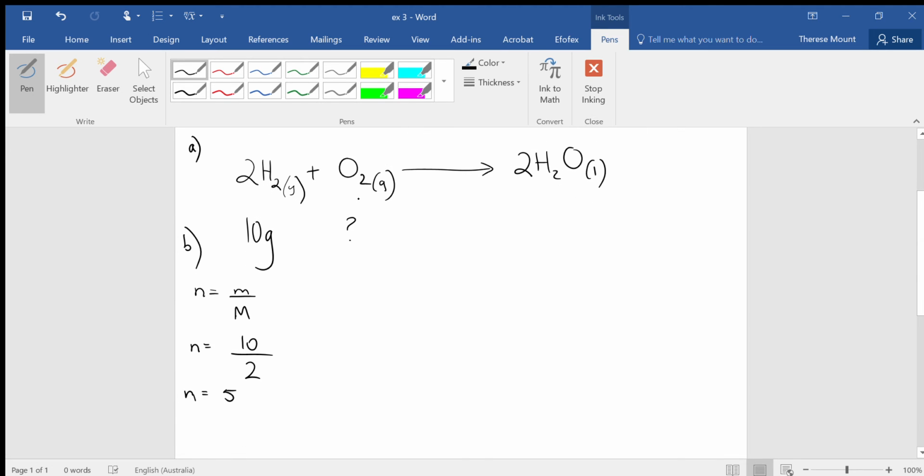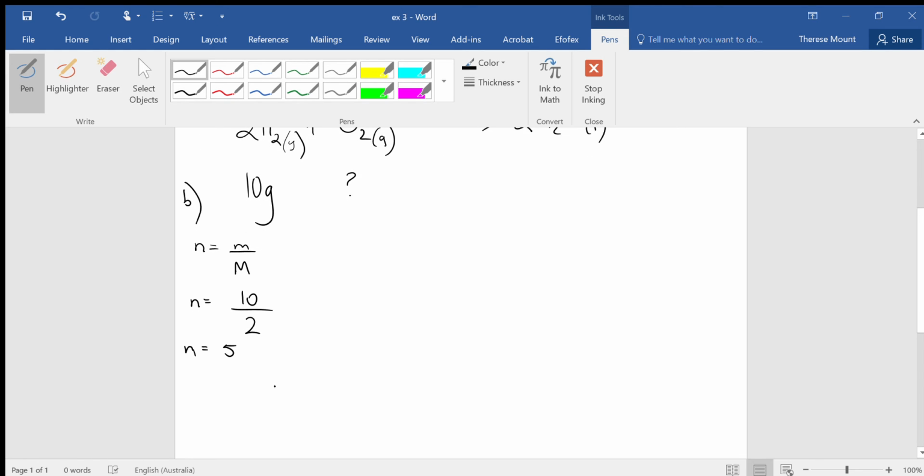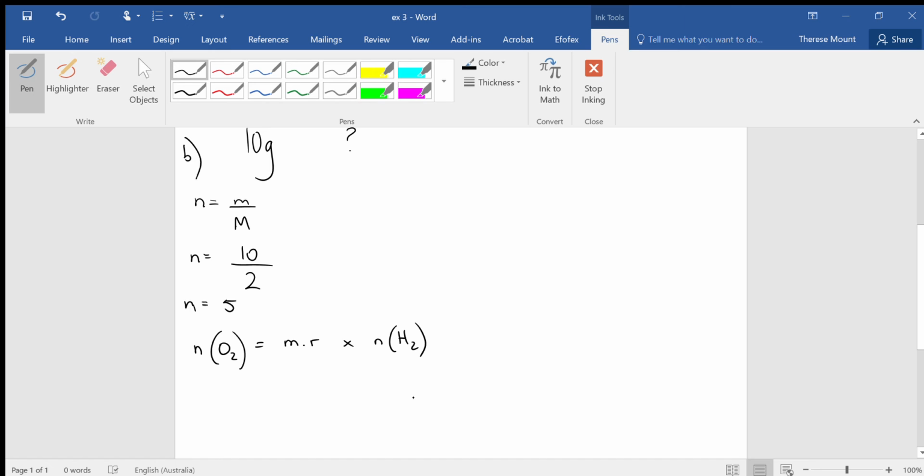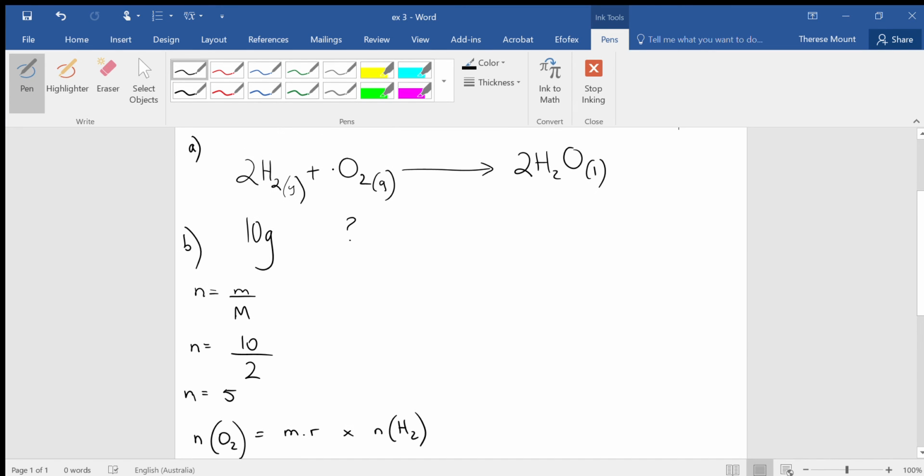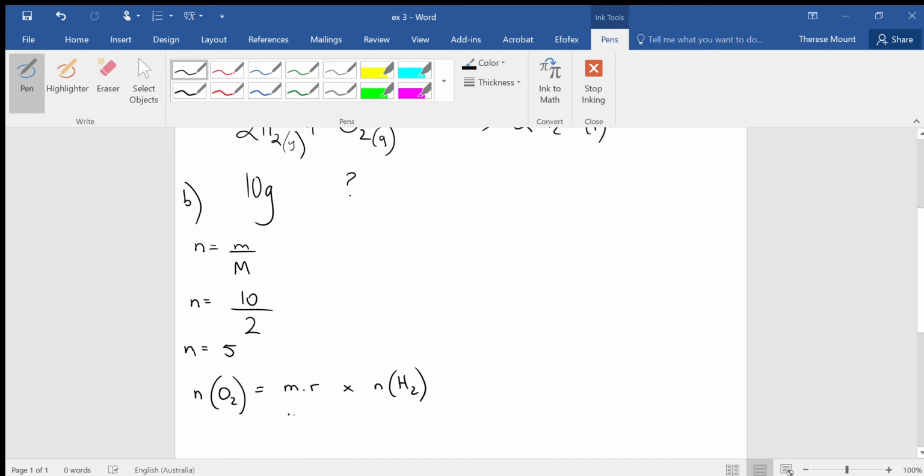So then I want to know how many moles of oxygen. So my molar ratio, I want to know the moles of oxygen. So I'm going to use my molar ratio and multiply that by the moles that I've found of hydrogen gas. Now my molar ratio is always the unknown coefficient, 1, over the known coefficient, which is 2. Now I multiply that by the value of the moles that I figured out, which is 5, to find the moles of my oxygen here.